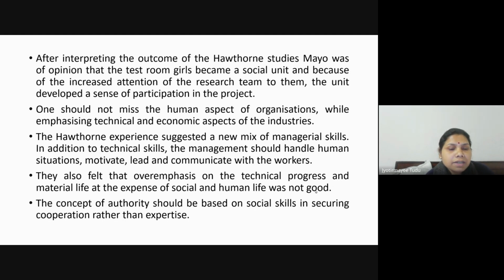Then they also felt that overemphasis on the technical progress and material life at the expense of social and human life was not good. Okay, which actually the classical theories have focused on. They emphasized the technical progress and the material life, and the concept of authority should be based on social skills in securing cooperation rather than command or order, okay, or expertise. So, the concept of authority should be based on social skills in securing cooperation rather than expertise.